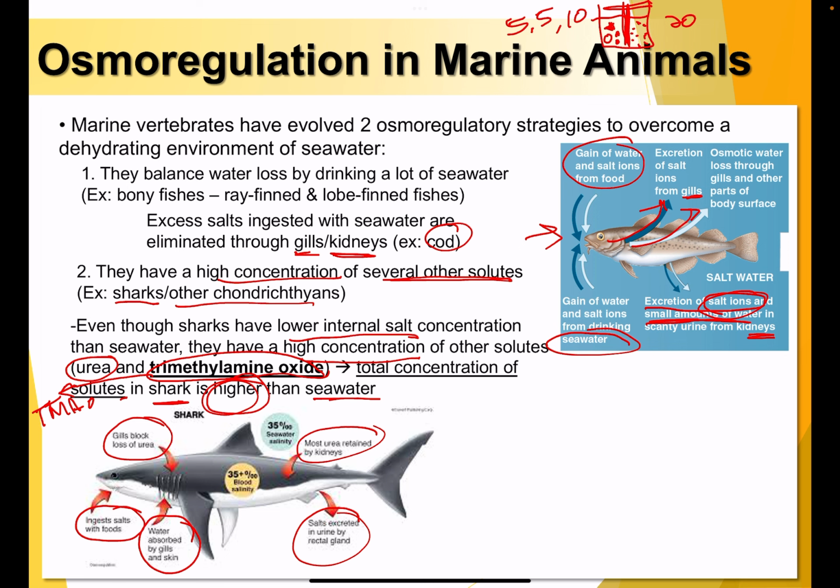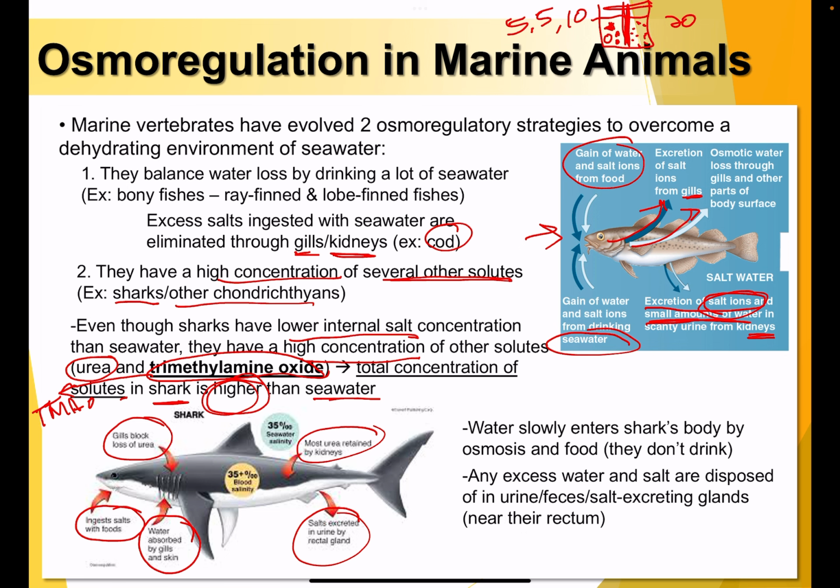So that is another thing that they have: these rectal glands that are able to get rid of any extra salt they have. Notice that's why in seawater, let's say salinity is about 35 units, and then the blood salinity for the shark is 35 plus, which means a little more than the surrounding around them. So because the shark has a higher osmolarity, hyperosmotic to the environment, water will slowly enter the shark's body by osmosis.